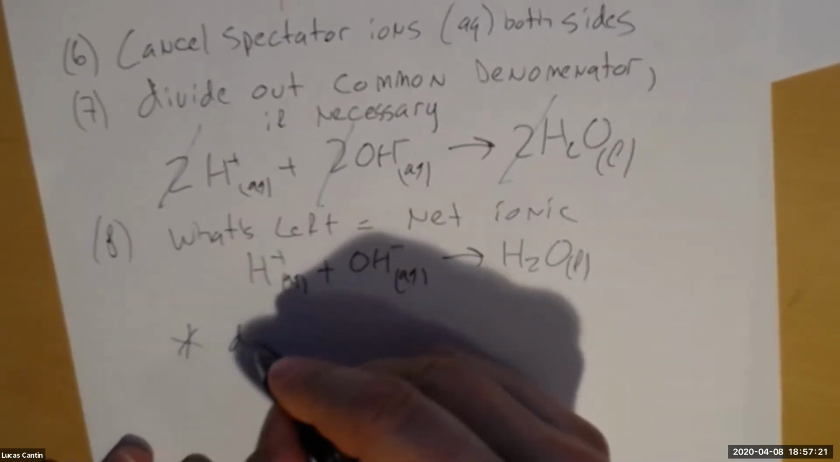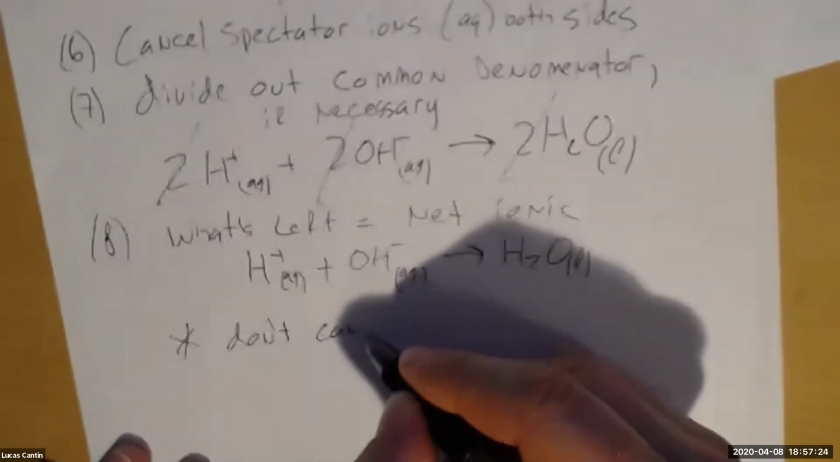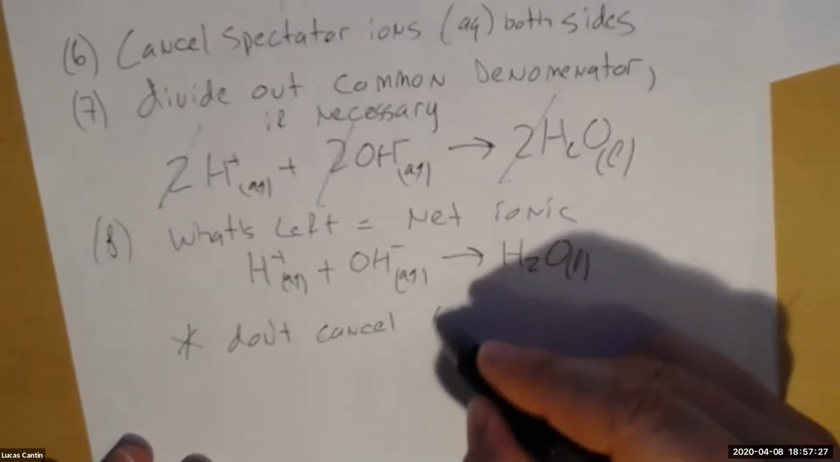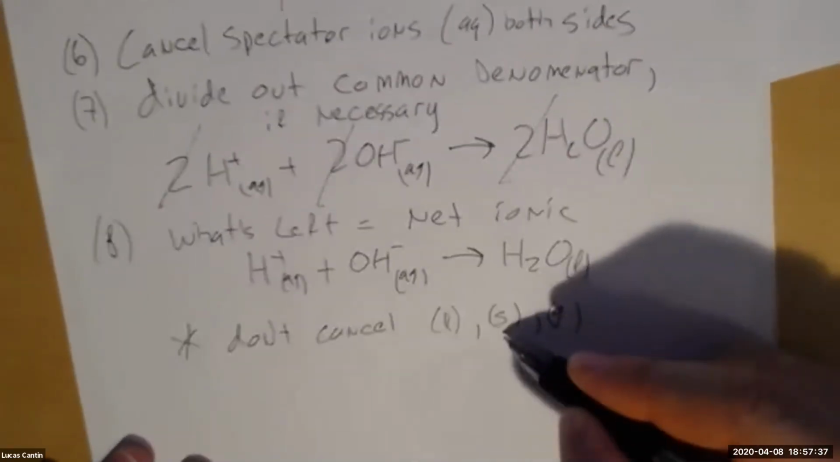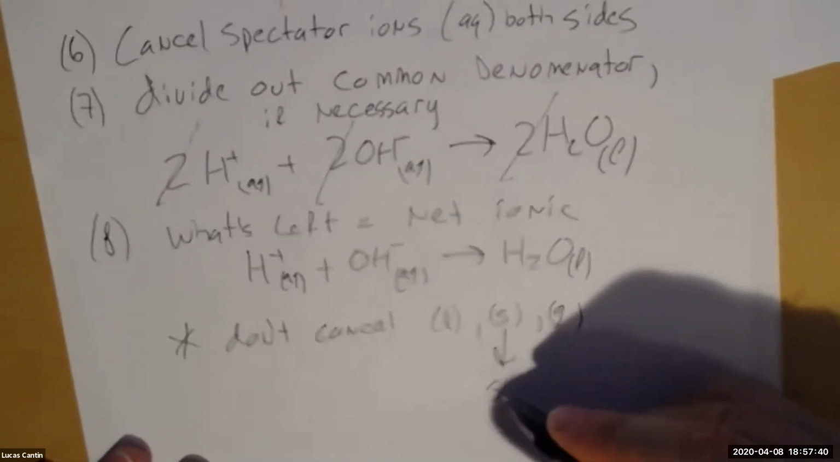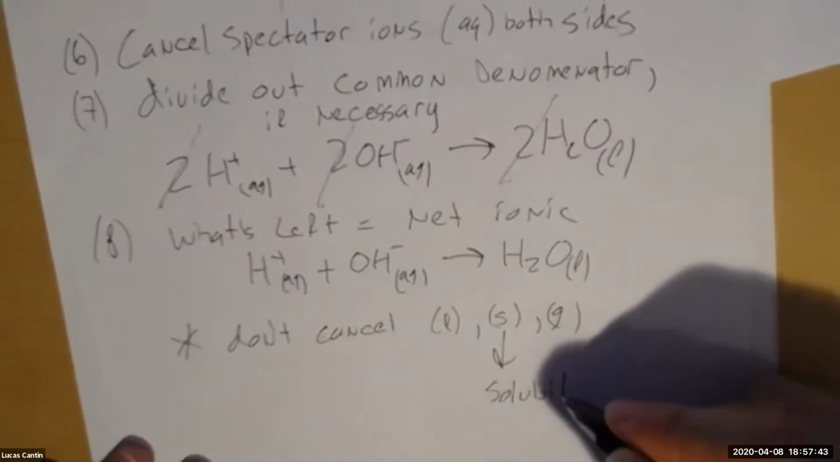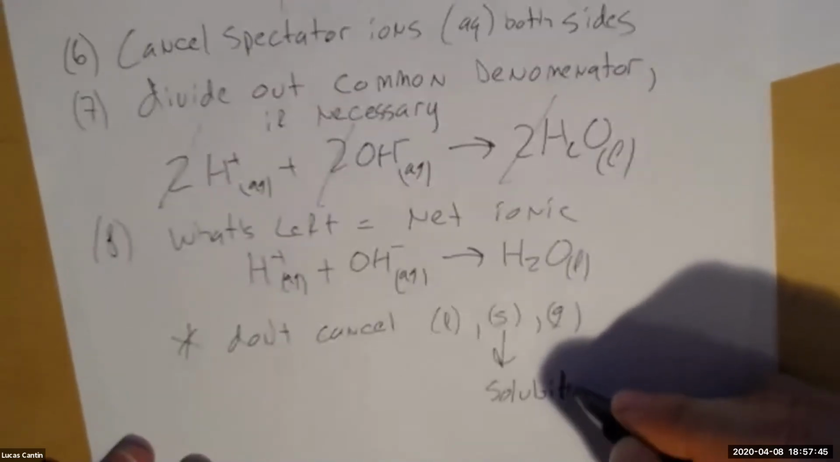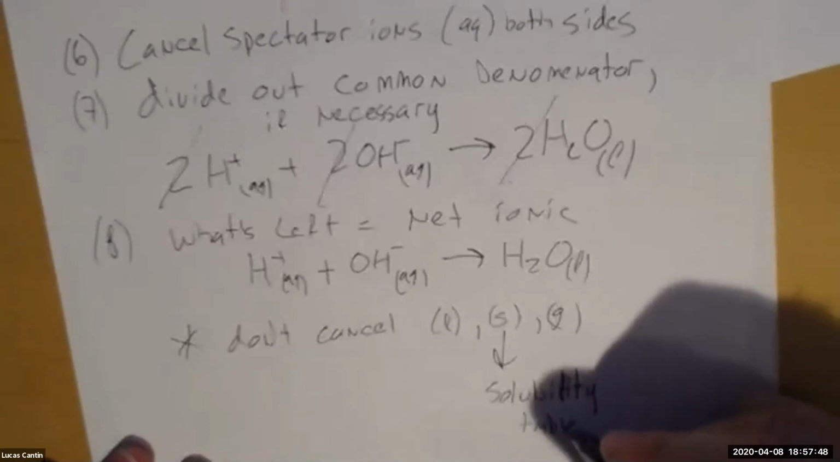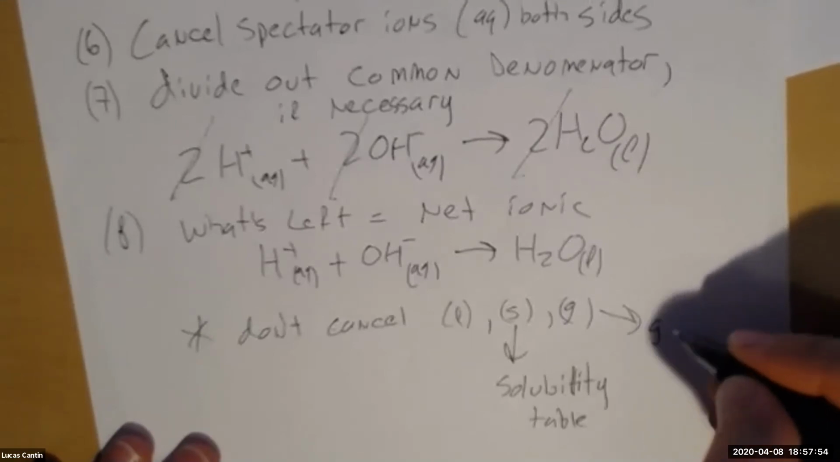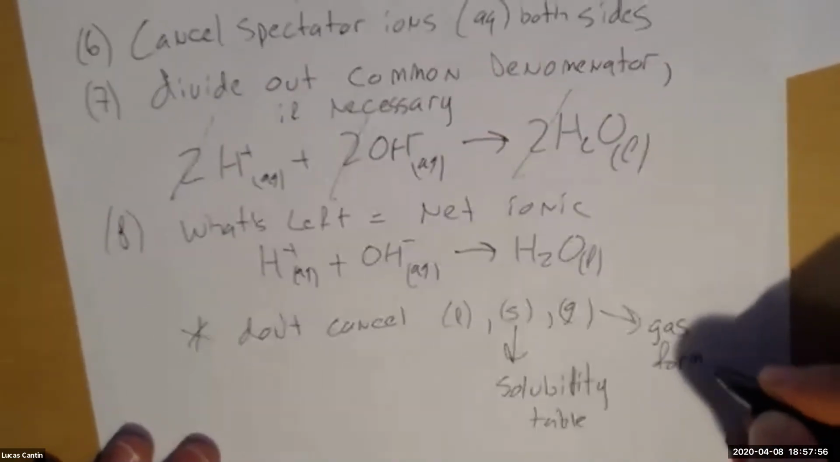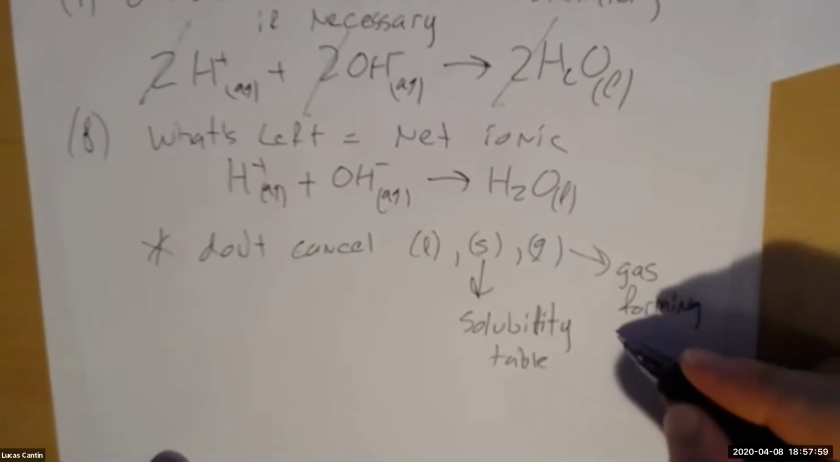So the ones that don't cancel out can be liquid, solid, or gas. How do we know if it's a liquid or a gas? Okay, so the solid is going to come from the solubility table, like you mentioned. The gases may come from a gas forming reaction. And for those, you have to memorize.